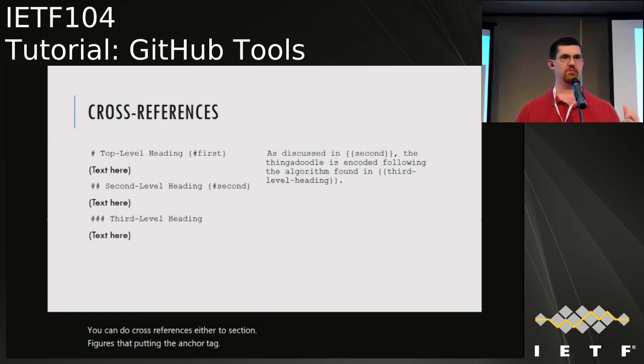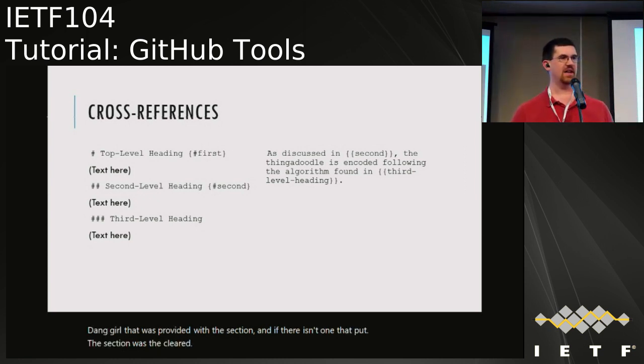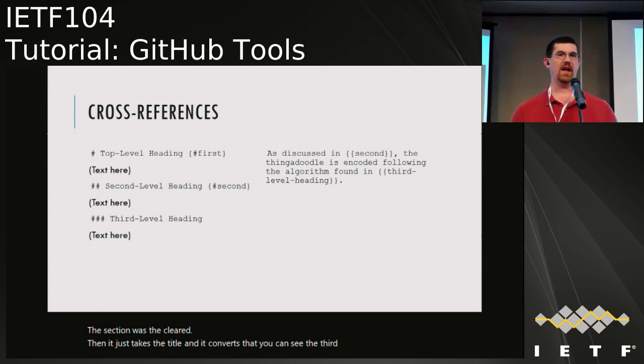You can do cross references either to sections or figures by putting the anchor tag. So you just indicate the anchor that was provided with the section, and if there isn't one put when the section was declared, then it just takes the title and converts that. So you can see the third level heading, I didn't give it an anchor tag, and it just takes the text of the title.